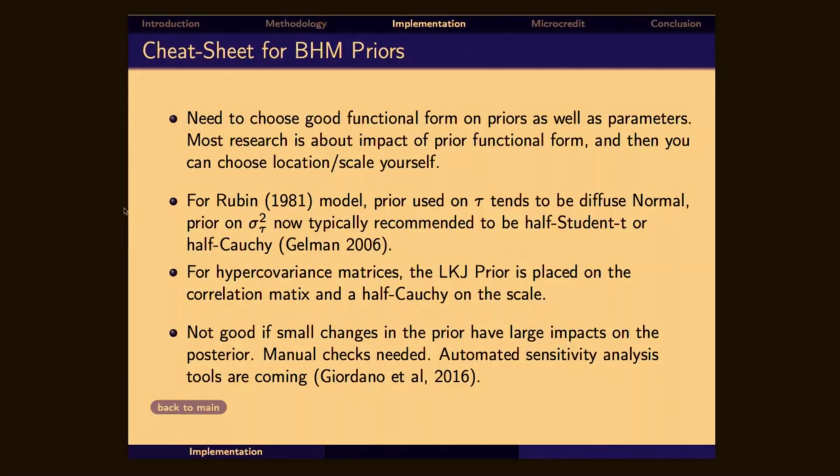So I would tend to use a diffuse normal on location parameters like means. And I would tend to use either a half Cauchy or a half Student t, or a very, very diffuse uniform on scale parameters. For hypercovariance matrices, there's a whole literature on that. Of course, it's not good if very small changes in the prior cause large changes in the posterior, unless you're using the prior to regularize, in which case that's unavoidable. So you want to check that, and we have some ongoing work about that.